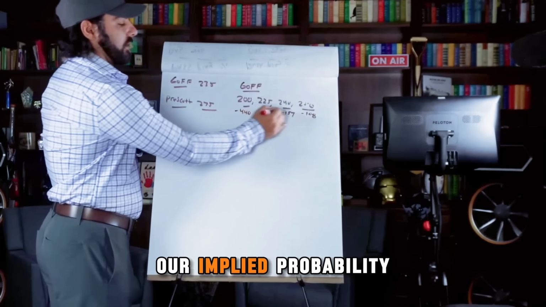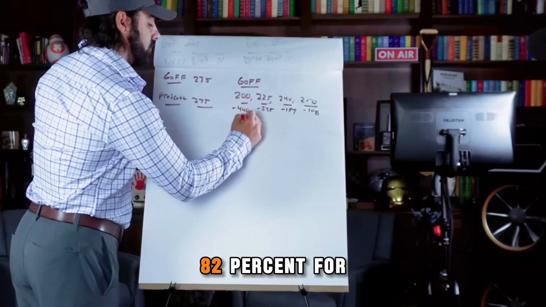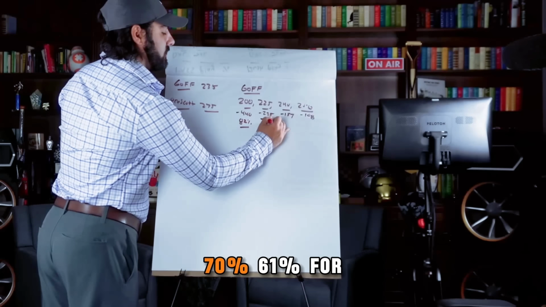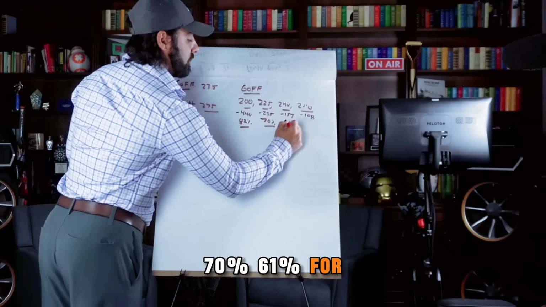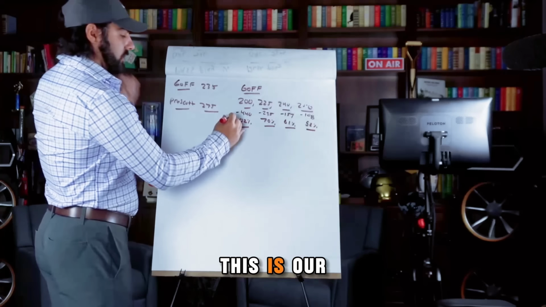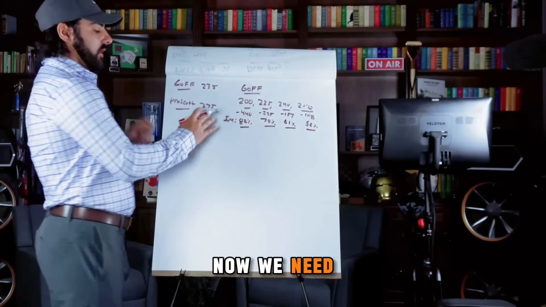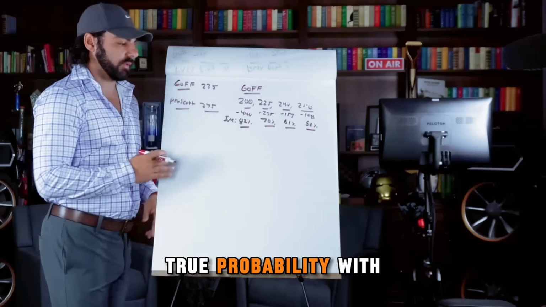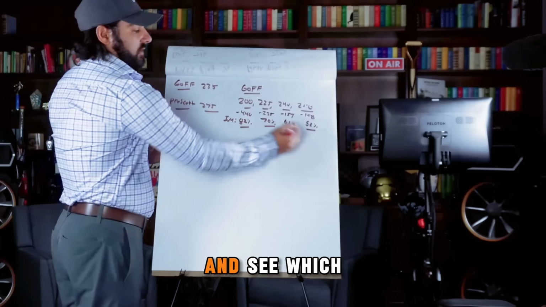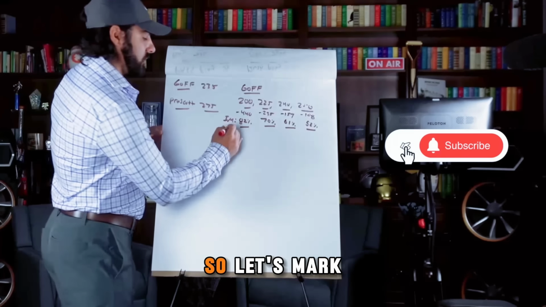So let's find our implied probability now based off of these odds. For 200, we got 82%. For 225, 70%. 61% for minus 157, and then 52% at minus 108. So this is our implied probability across the board. Now we need to find the true probability with those percentages and see which line gives us the highest edge, and that's the line we're going to end up playing.